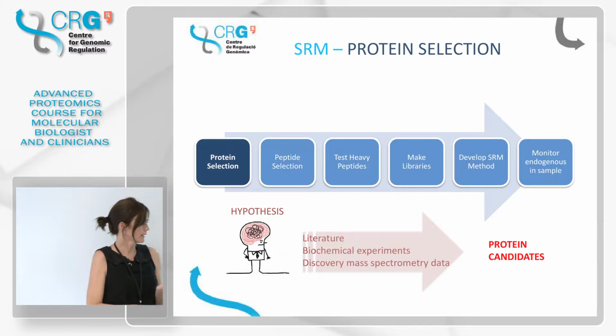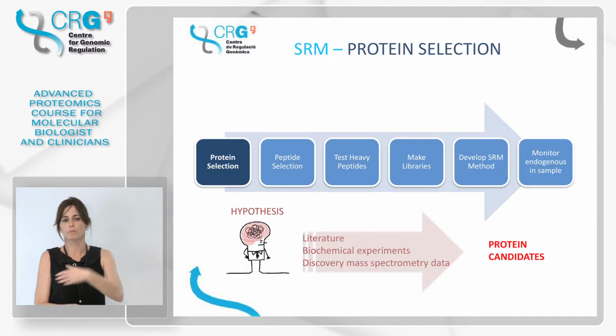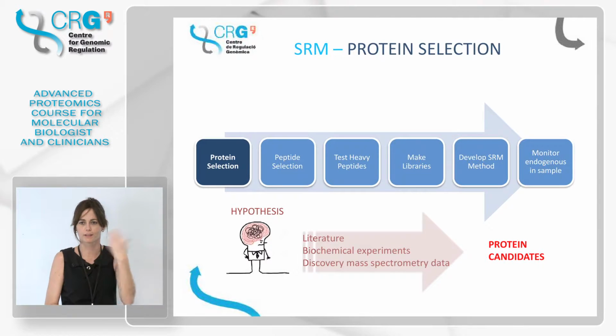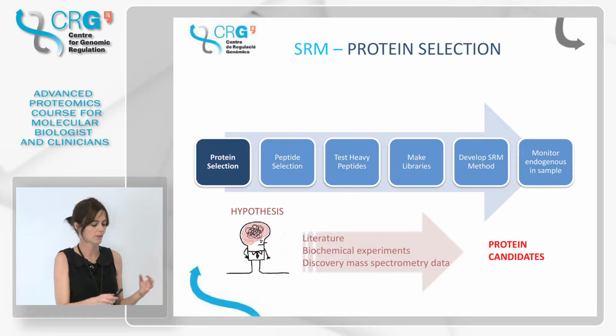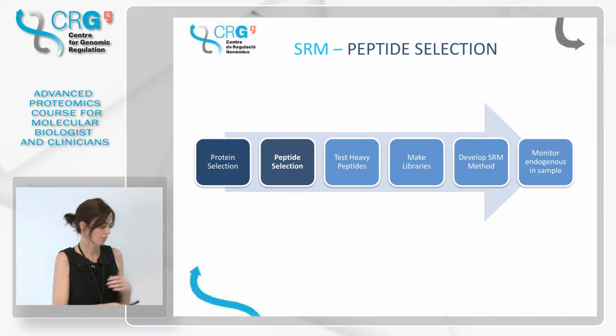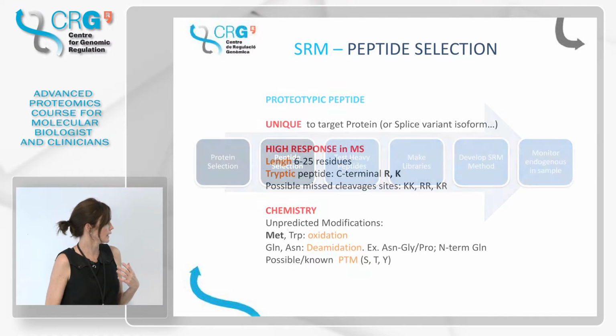These protein candidates can come from other mass spectrometry shotgun approaches that you did, some biochemical analysis, some things you read in papers. But then you ask the question that one of you asked me at the very beginning: which peptide do I choose? So this is the next step.